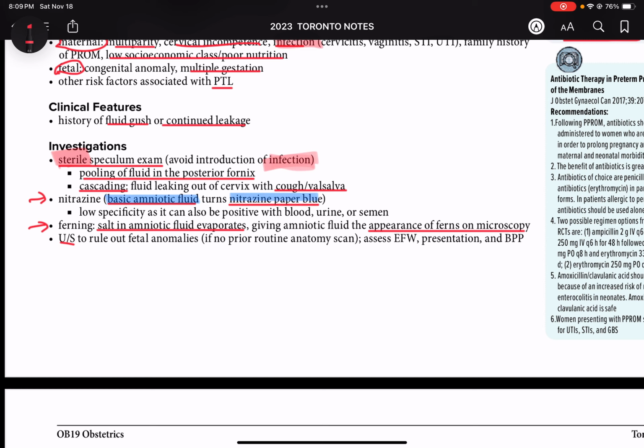Nitrazine, what is nitrazine? What does it do? The amniotic fluid is basic, and if we do the nitrazine test, the nitrazine paper turns blue because there is amniotic fluid. Ferning test: salt in the amniotic fluid evaporates, and there's an appearance of ferns on microscopy.